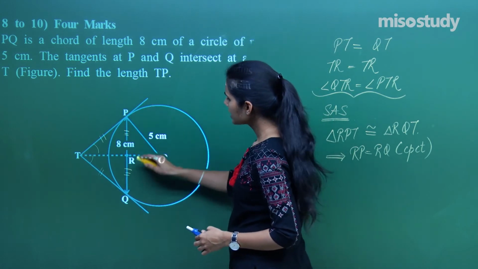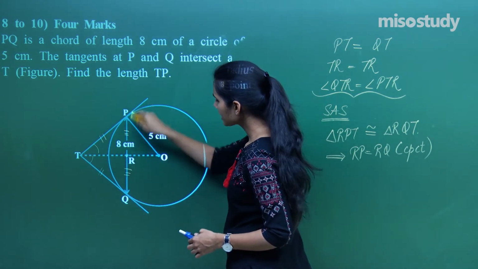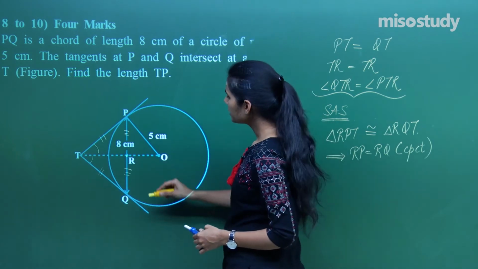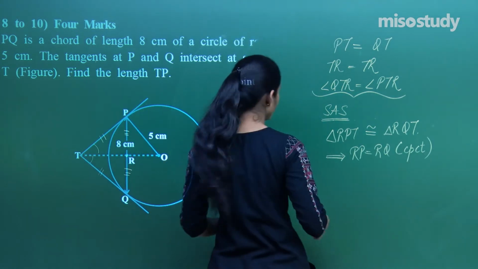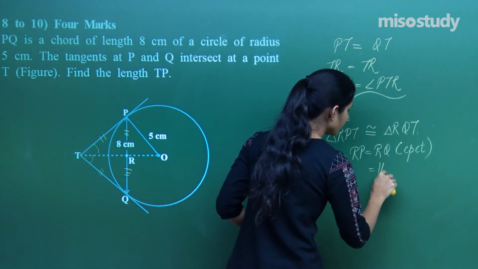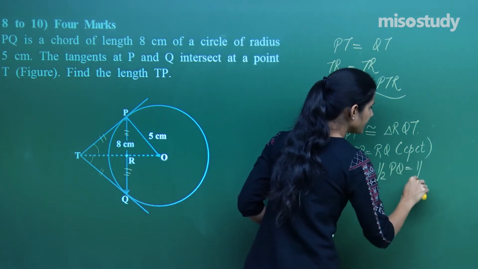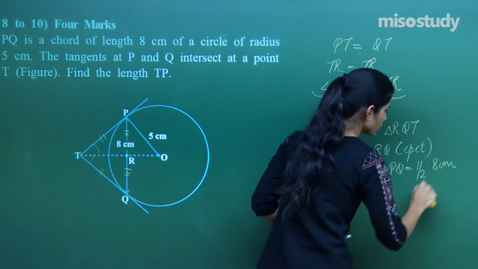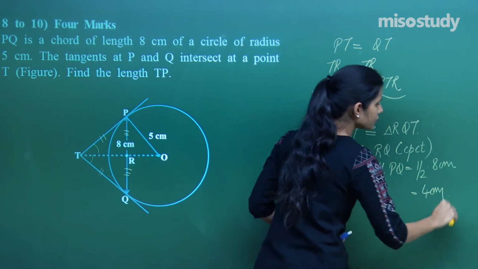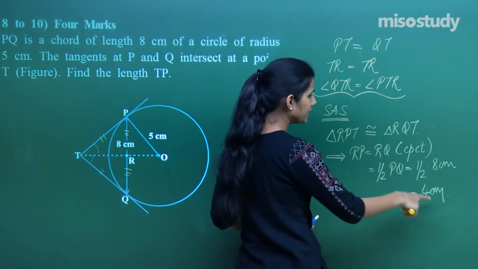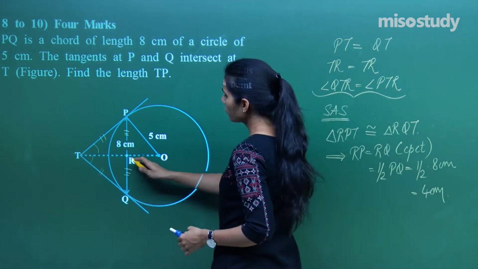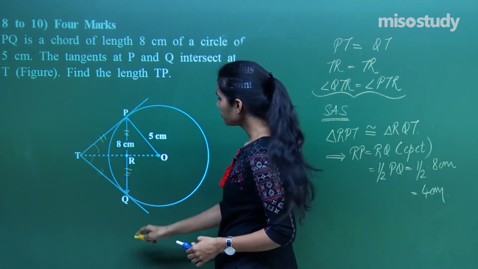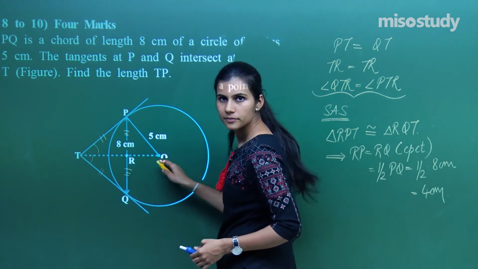The moment RP is the same as RQ, R is the midpoint of the segment PQ. If R is the midpoint, that means PR is half of PQ, RP is half of PQ. So both are equal to half of PQ, but PQ is 8 centimeters. So they both are equal to half of 8, which is 4 centimeters. So I have PR as 4 centimeters, RQ as 4 centimeters. Now the moment R is the midpoint of PQ, what is OR?